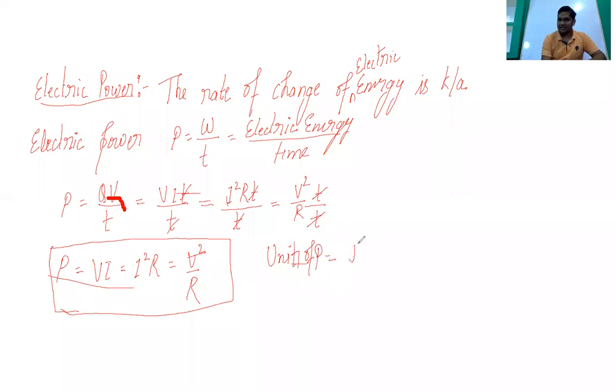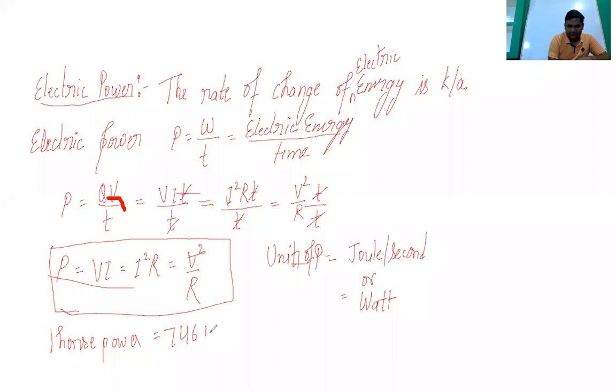Unit of power is joule per second, or it can be written as a watt. Sometimes it is also used as horsepower. So 1 horsepower is 746 watt. So this is basically your electric power.